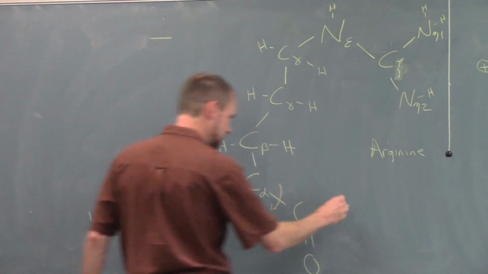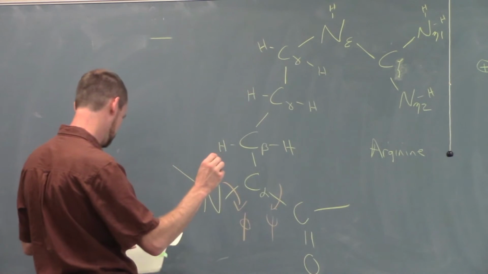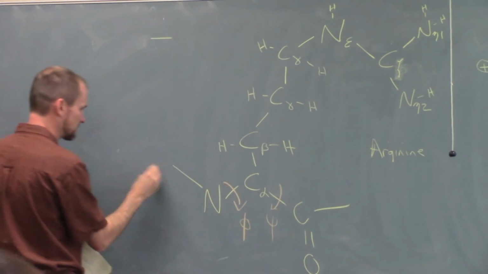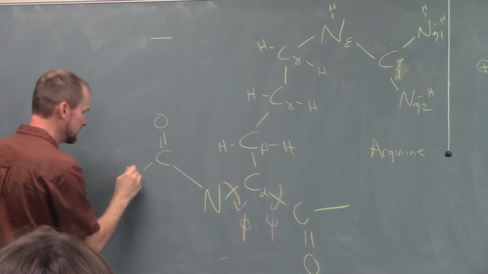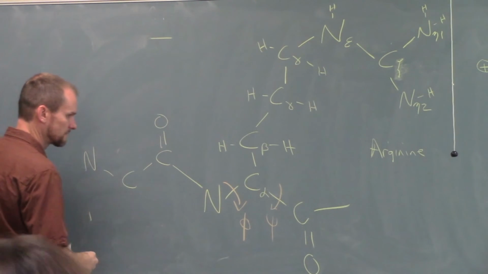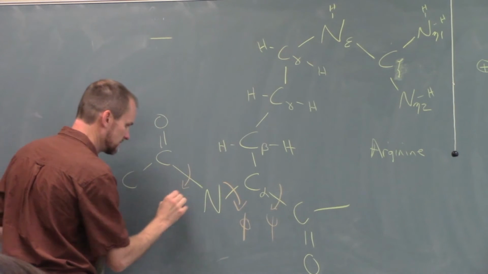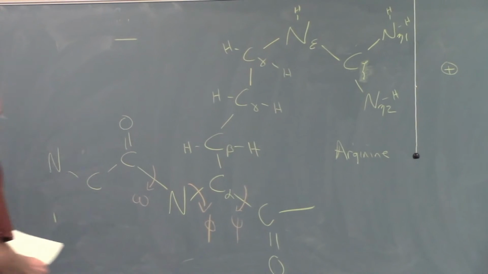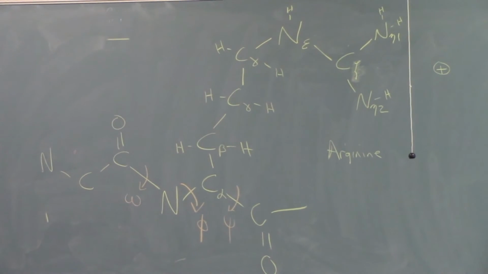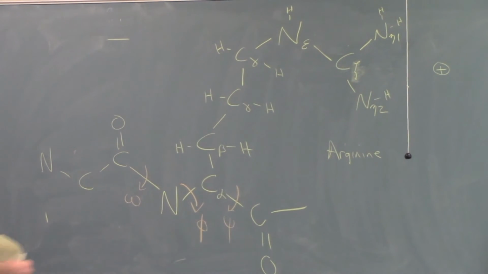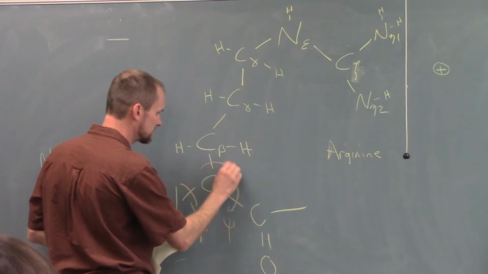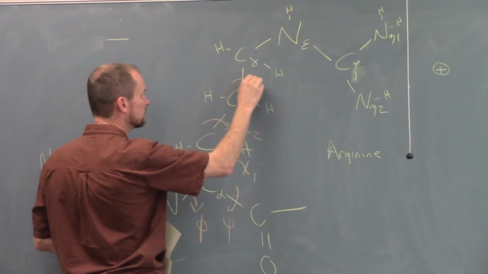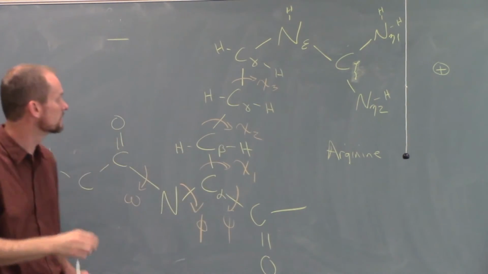We connect to the next amino acid down. We call this angle omega. And for the side chains, we're going to use chi to label these angles. This is chi 1, chi 2, chi 3, etc.